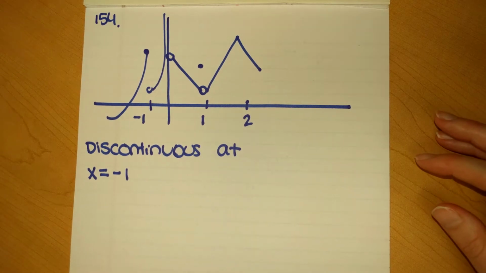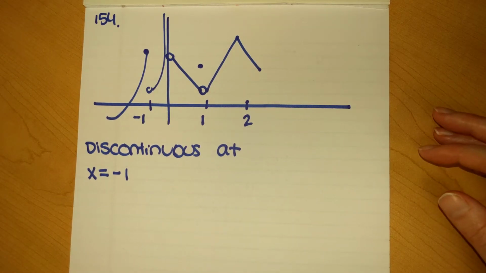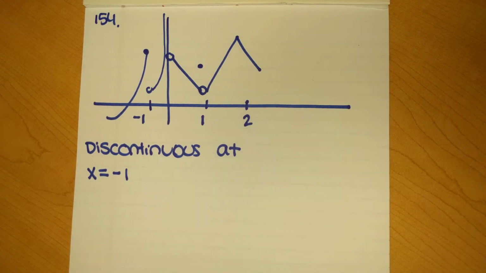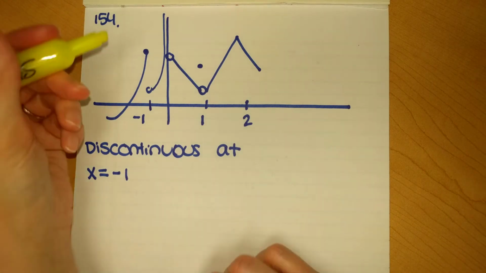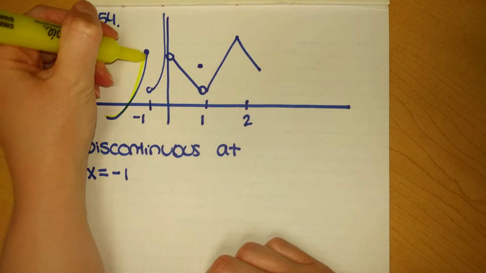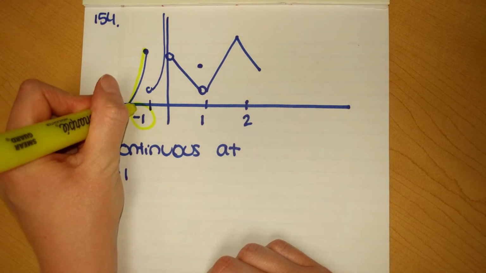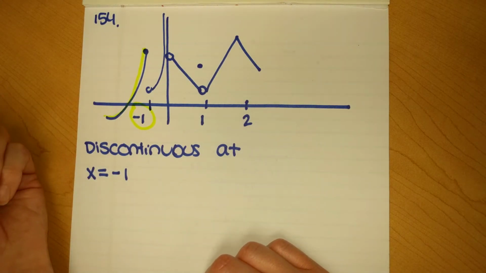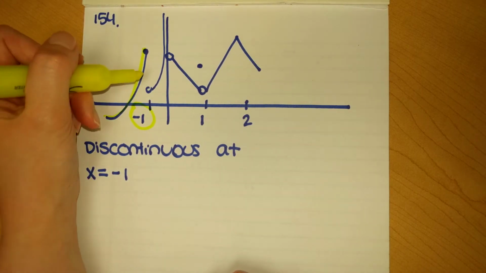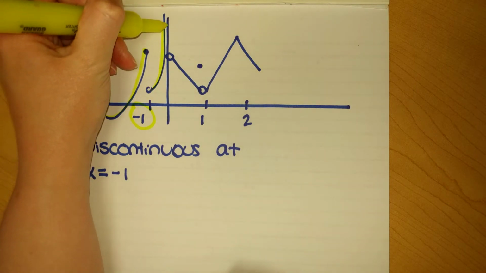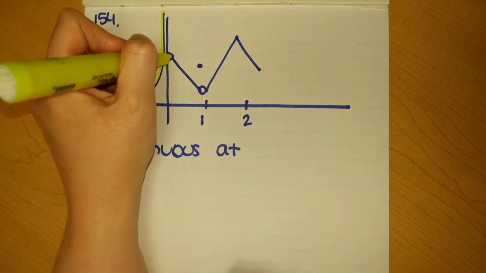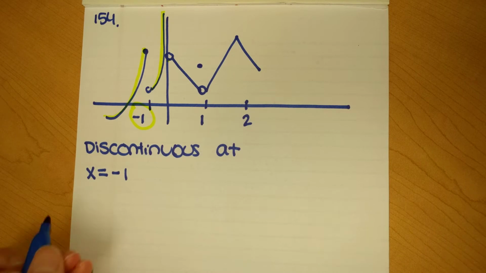Right, so to answer the question of where this function is discontinuous, you are looking at where you have to pick up your pencil. In order to draw this graph, you would obviously have to pick up your pencil at -1, so it's going to be discontinuous at -1. Also, to continue tracing the graph, you would have to pick up your pencil at 0, so it would be discontinuous at x equals 0.